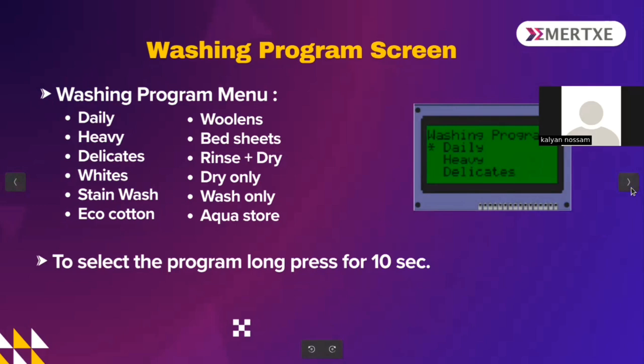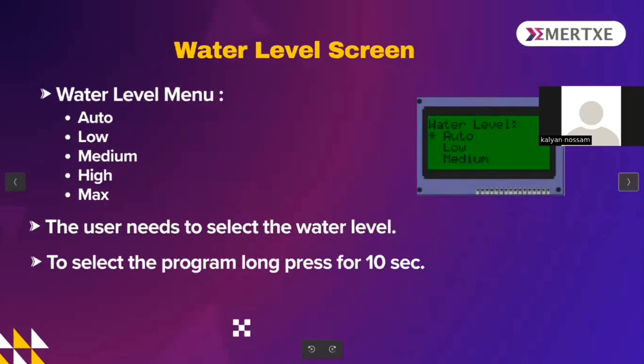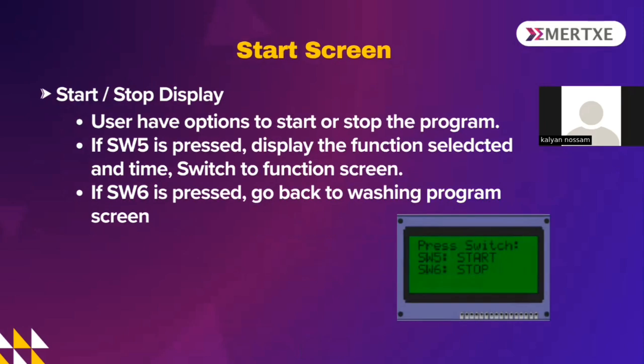After the long press, it will direct you to the water level menu. Here we can select the kind of wash needed for the clothes, whether it is auto, low, medium, high or max. Same here also: if we press switch 4, it will scroll upward, and if a long press of switch 4 is done, then the particular level is selected. Then it will direct you to this screen.